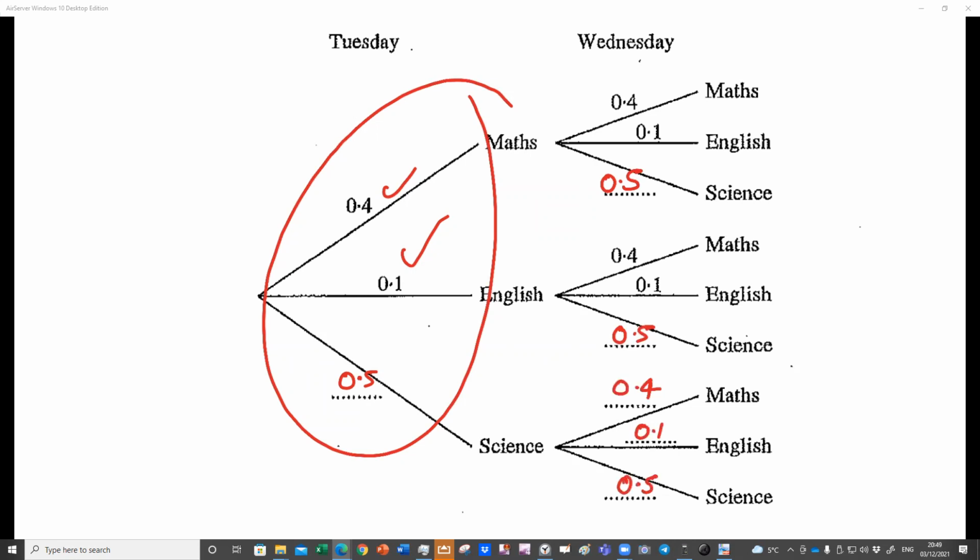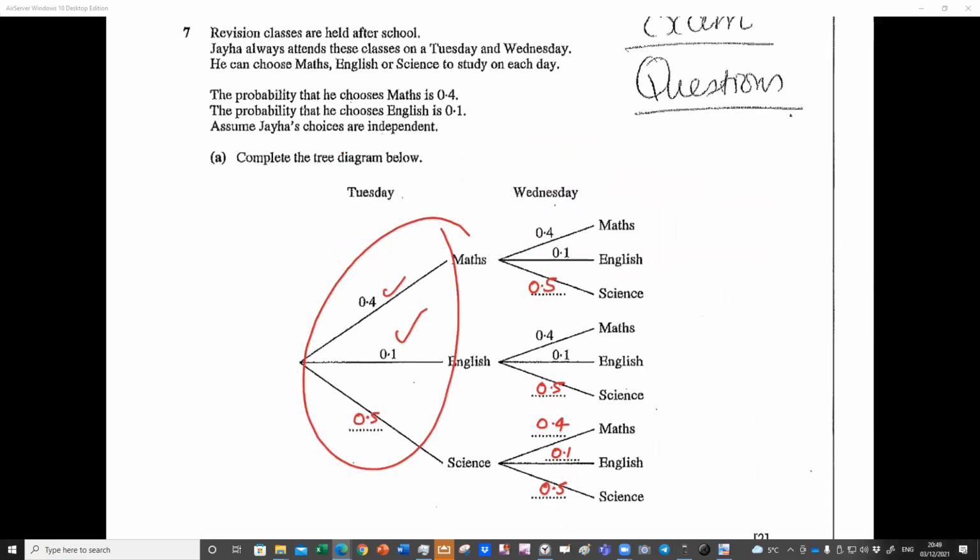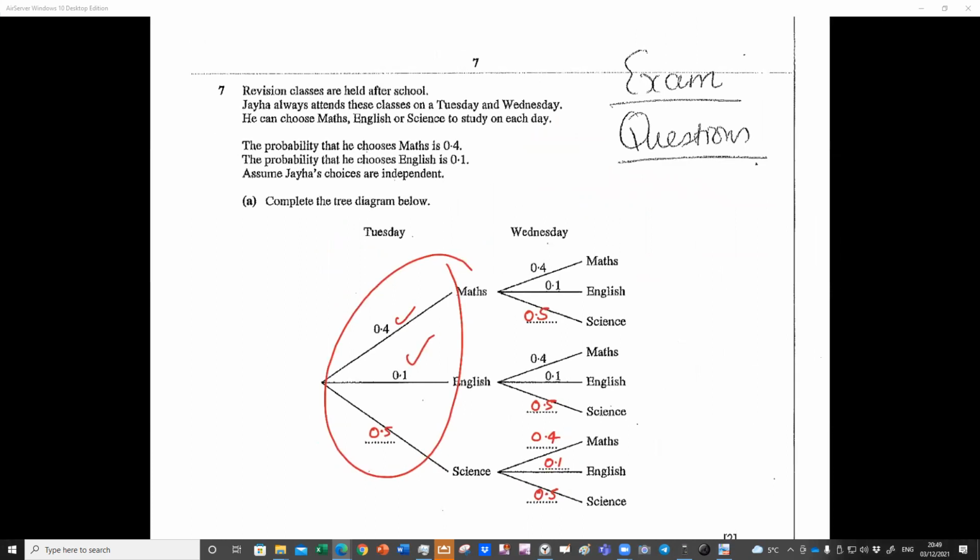So for this particular style of question, because of the wording of the question as independent, it will be automatically the same. But not every question you do will have all the same numbers going across. Sometimes there'll be different things happening.